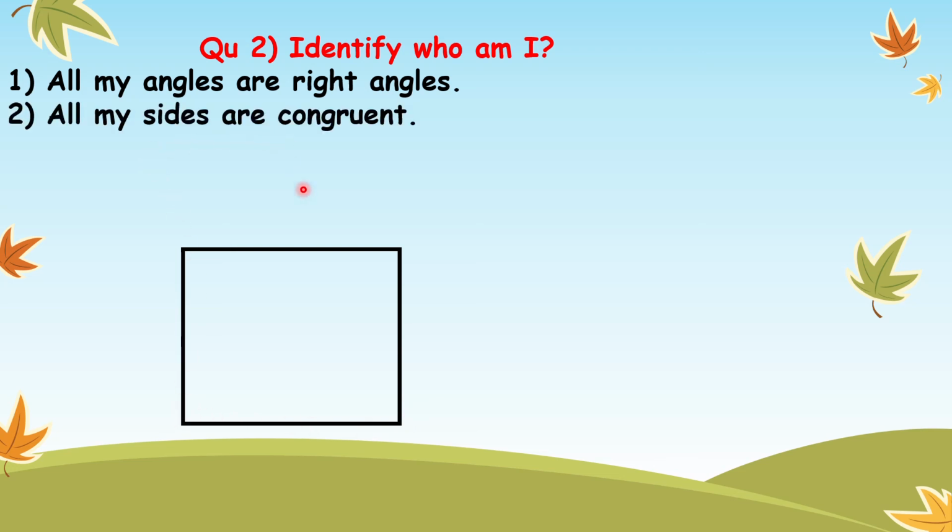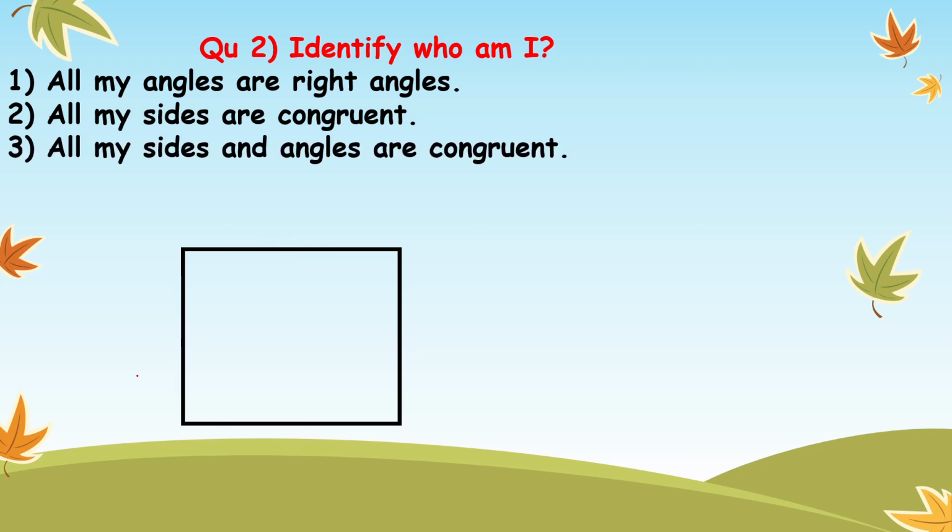All my sides are congruent. If all sides of a quadrilateral are congruent to each other, then it is a rhombus. So all my sides are congruent, then I am a rhombus. All my sides and angles are congruent.